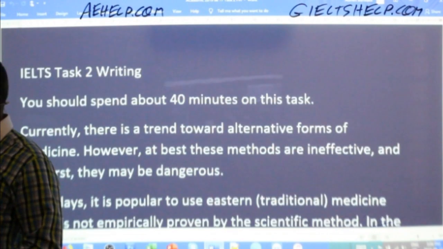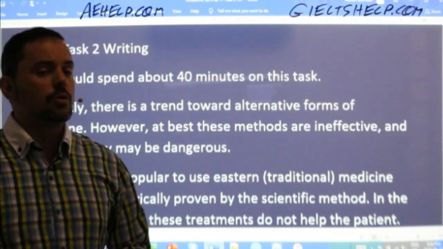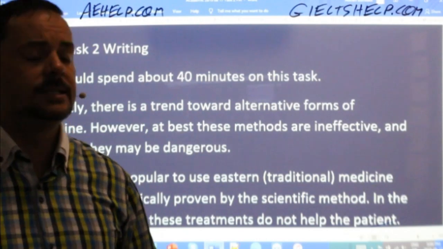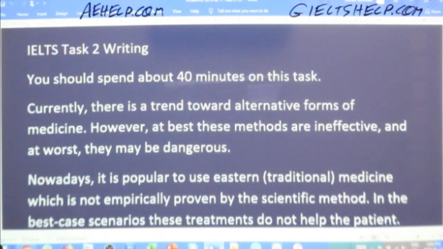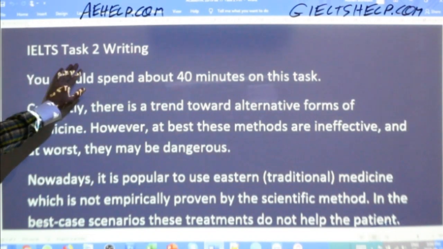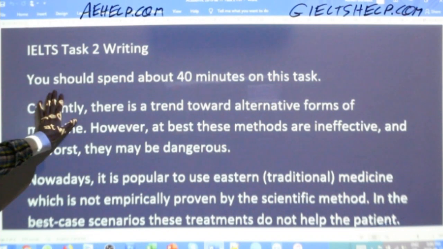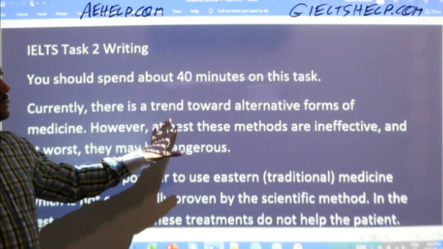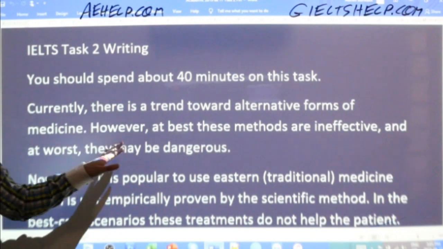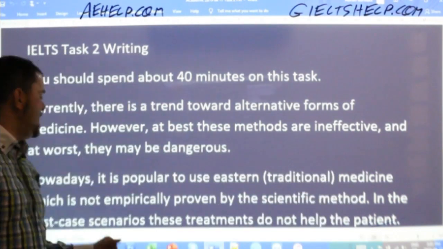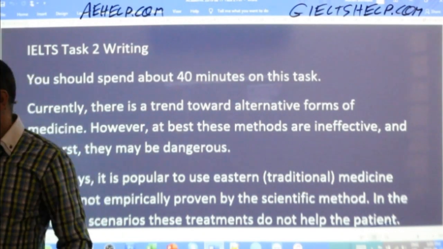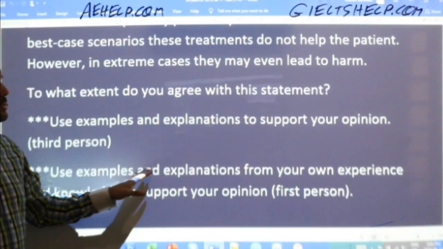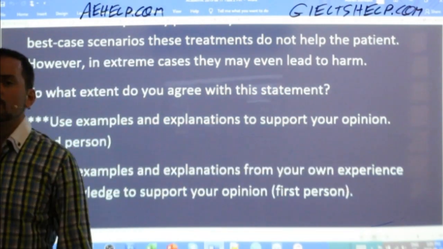Today, we'll finish the task 2 that we started yesterday. So here we go. Let's quickly review the question from yesterday and then the introductory paragraph, and then we'll go on to the body paragraphs and the conclusion. This is the question. IELTS Task 2 writing. You should spend about 40 minutes on this task. Currently, there is a trend toward alternative forms of medicine. However, at best, these methods are ineffective, and at worst, they may be dangerous. To what extent do you agree with this statement? Use examples and explanations to support your opinion.